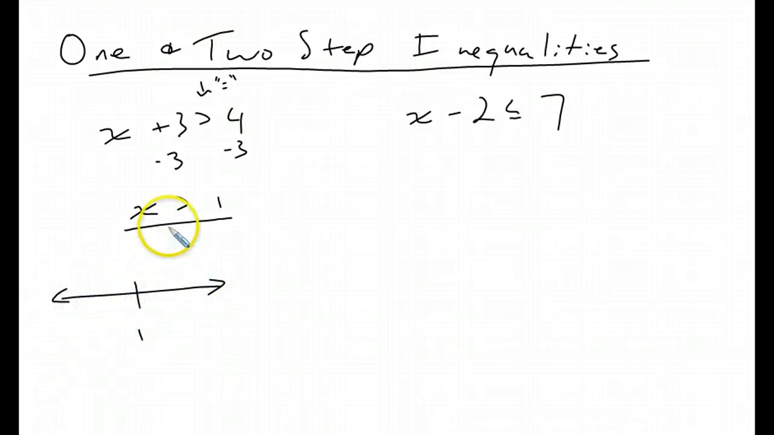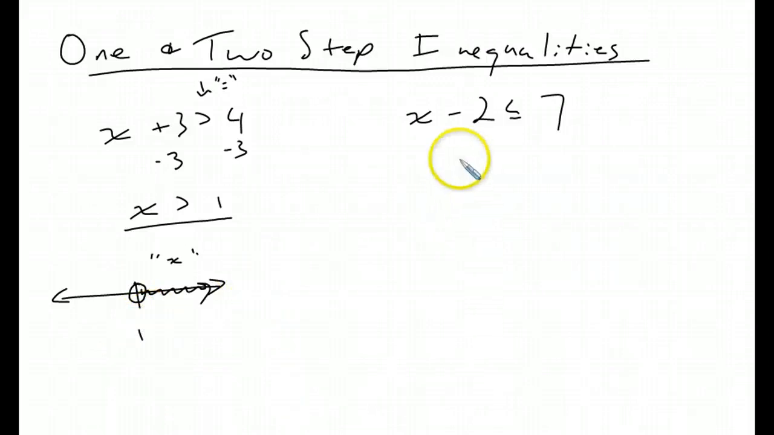I'm dealing with 1. I'm going to shade everything to the right because it says x is greater than, so I want to pick the numbers or the x such that it's greater than 1. Since it's just greater than and not equal to, I'm going to leave this as an open circle. That would be all you do for that one.